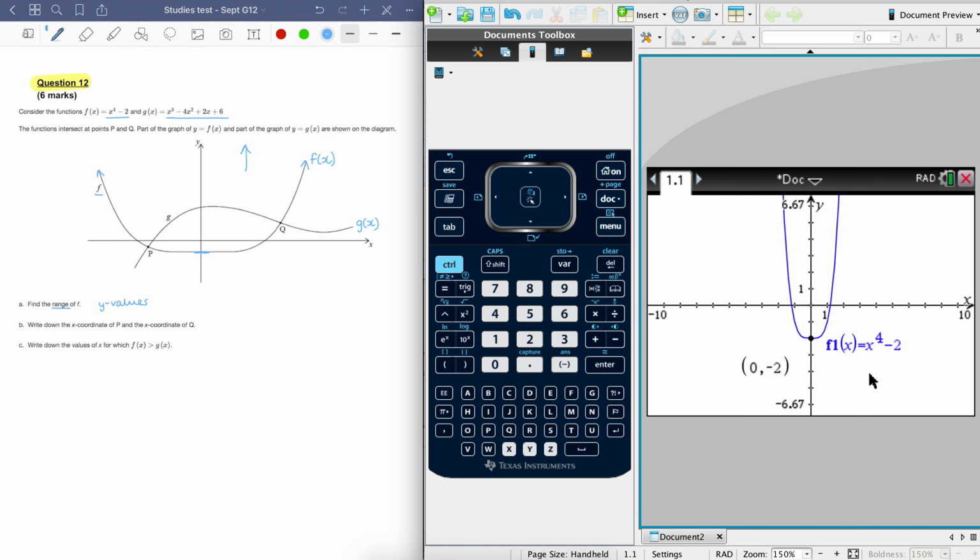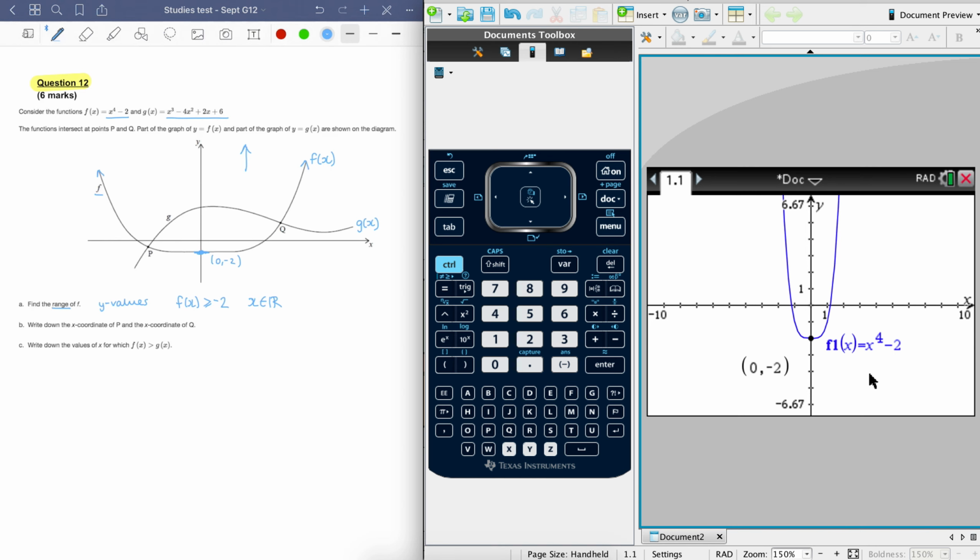So going back to our question paper, we can then write down that the minimum point is (0, -2). So the range has got to be bigger than or equal to the y value here, which is minus 2. So the range is that f of x has got to be bigger than or equal to minus 2. And that's for all values of x.